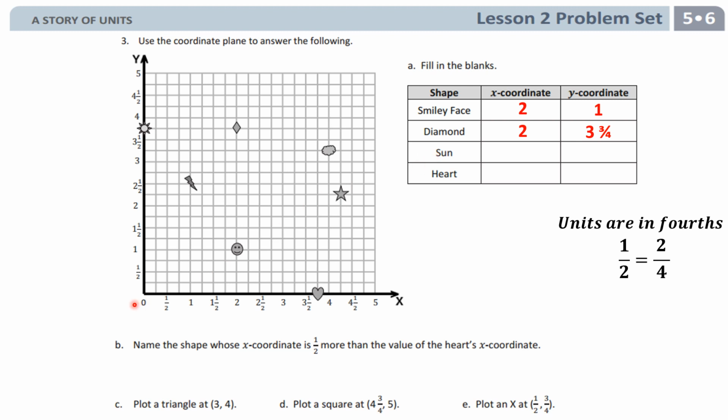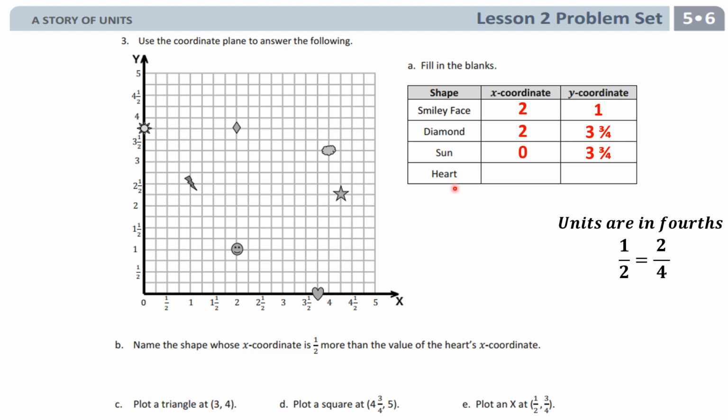Sun is next. Again, I started at 0, 0, my origin. Let me find my sun first. Here's my sun. You notice the sun is lying on the y-axis. So if I'm starting at 0, 0, and the sun is on the y-axis, that means the sun doesn't really have an x-coordinate because it hasn't really traveled along the x-axis. So the x-coordinate has to be a 0. The y-coordinate for the sun, I notice, is between a 3 and 1 half, which is really 3 and 2 fourths, and 4. In between 3 and 2 fourths is 3 and 3 fourths, so the y-coordinate of the sun is 3 and 3 fourths. The full ordered pair of the sun is 0, 3 and 3 fourths.